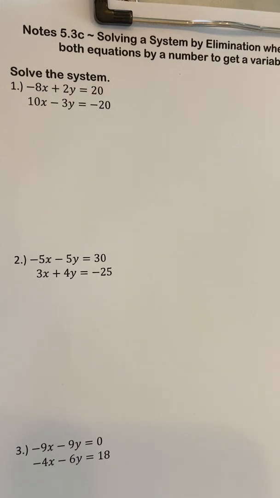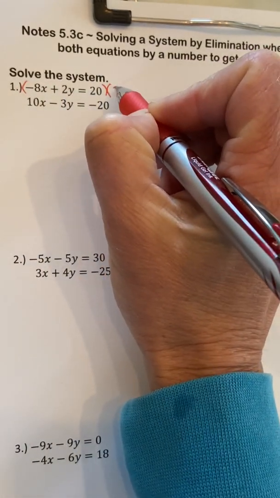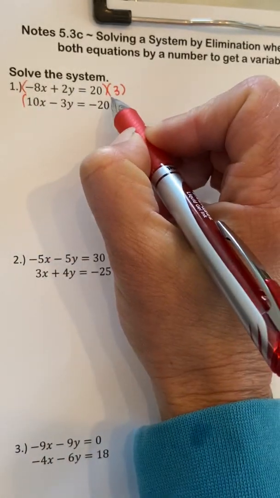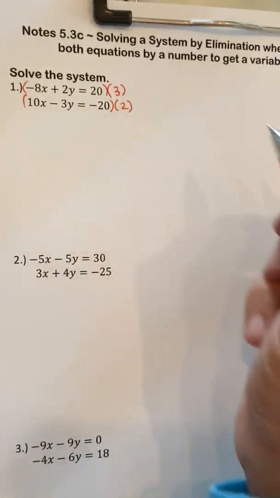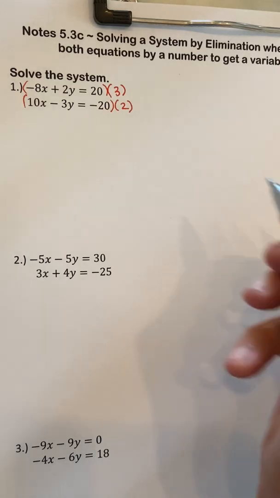So if I want to get rid of the y's, then I'm going to go ahead and multiply my top equation by 3 and my bottom equation by 2. That way I have a positive 6y and a negative 6y, and those will cancel out. So I'm going to take this top equation and multiply everything in it by 3. Then I'm going to take my bottom equation and multiply everything by 2. You can choose to get rid of the x's or y's, it doesn't matter. But I chose the y's because they're smaller numbers.